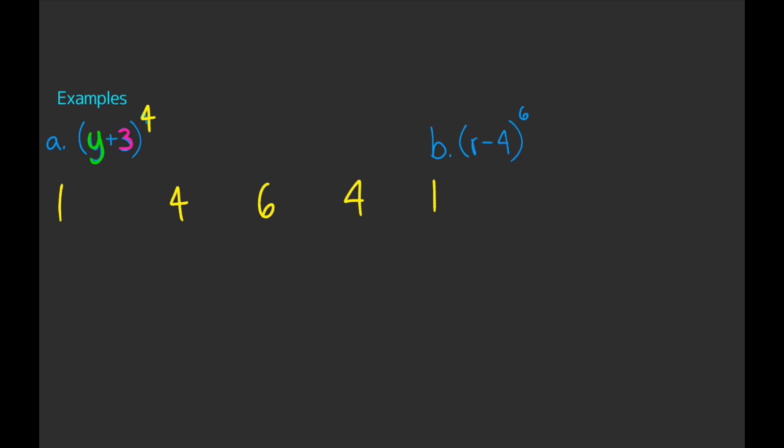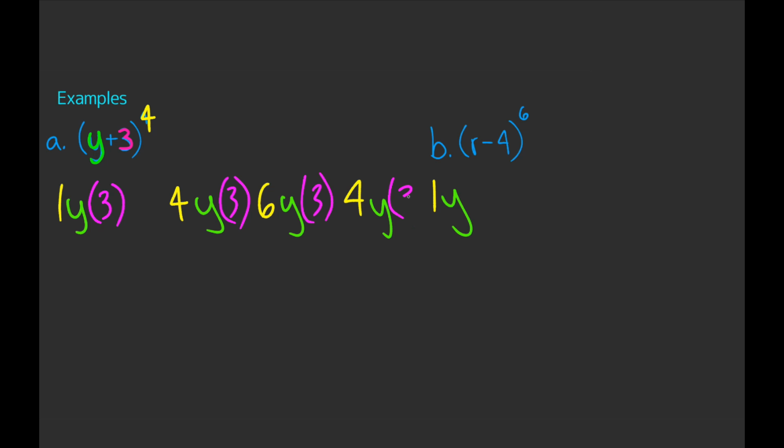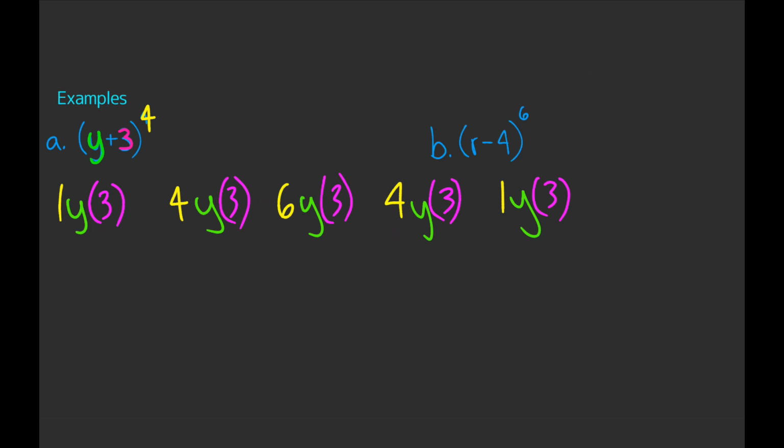Our next step is to look at the y plus 3. What I'm going to do next is write in my y's and 3's next to all of the coefficients. So let's start with y. Y, y, y, y, y. And now we're going to write in our 3. I'm going to put it in parentheses, just so we know they're multiplying. And before I forget, since we have y plus 3, between all of our terms we're going to have a plus sign. So let's just put that in.